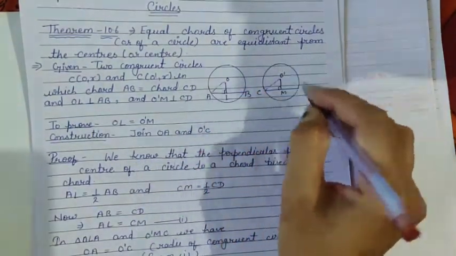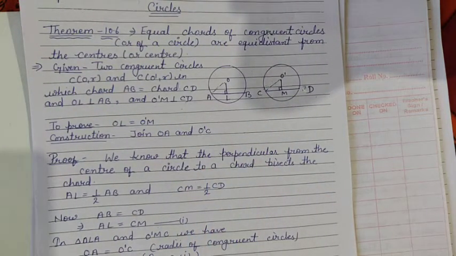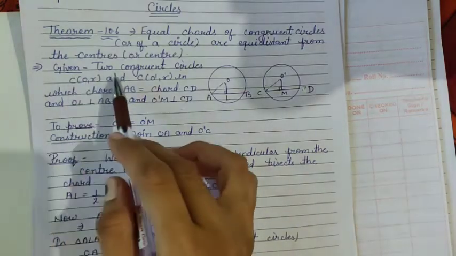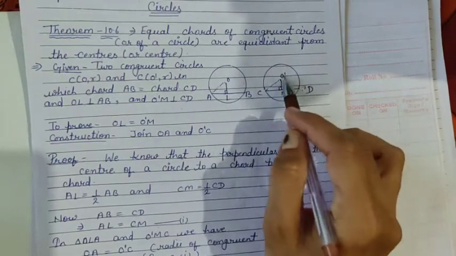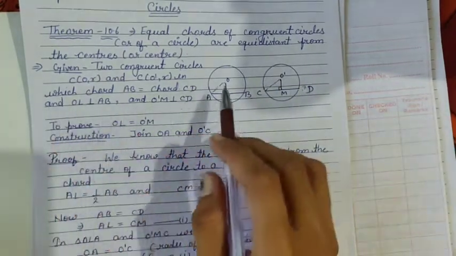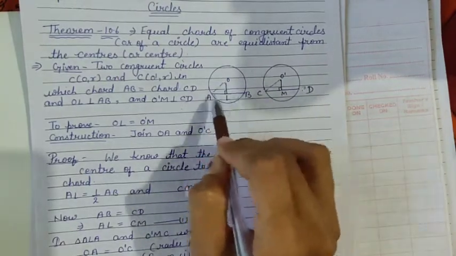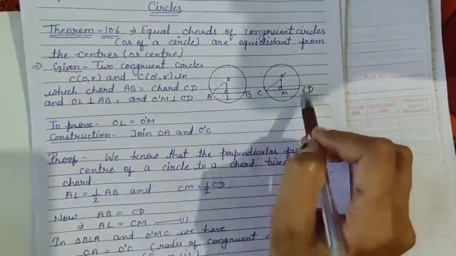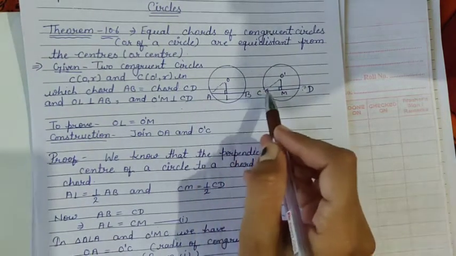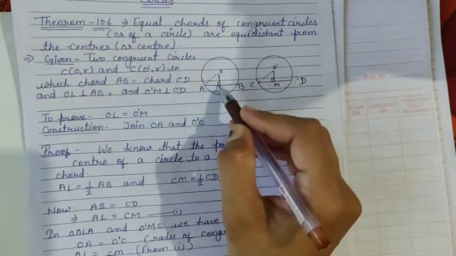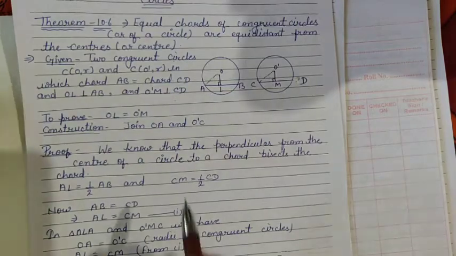Students, these are two congruent circles. It means their radii are the same, of the same length. Given the two congruent circles C(O,R) and C(O',R), in which chord AB equals chord CD, and OL is perpendicular to AB and O'M is perpendicular to CD, we have to prove that these two chords are equidistant from the center. It means OL equals O'M. We have to prove this.